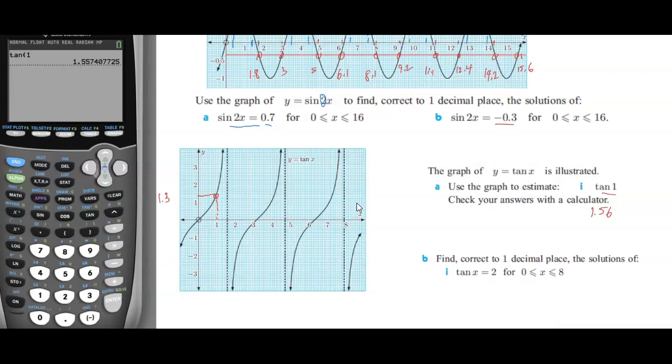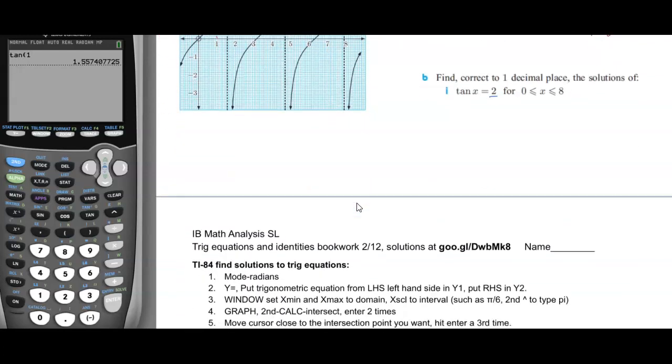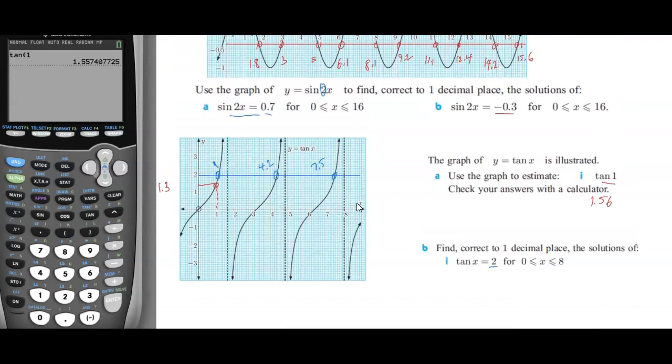And find, correct to one decimal place, the solutions of tangent of x equals 2 for the domain 0 to 8. So 2 looks like it's about there. And how many solutions? 1, 2, 3 solutions in that domain. It looks like one x value would be 1. Another x value might be 4.2. Another x value might be 7.5. Okay. Just those 3. And I think that's it for the graphs. That was page 1. Let's go to page 2.